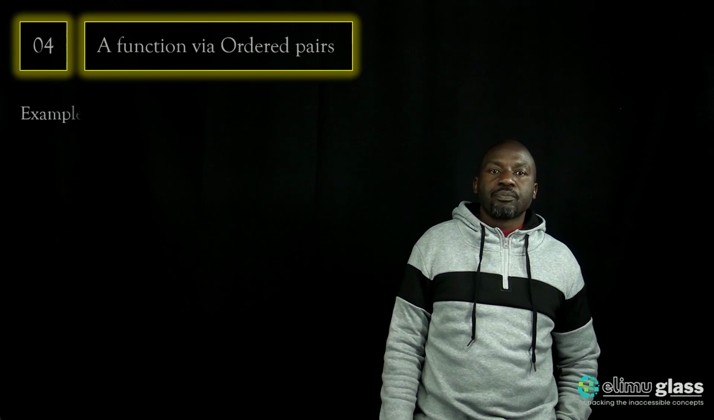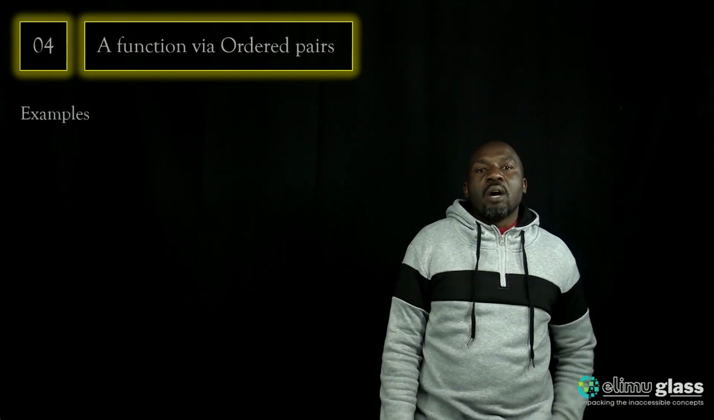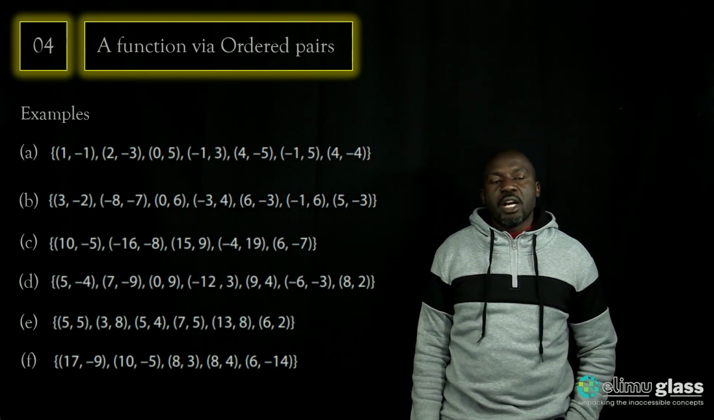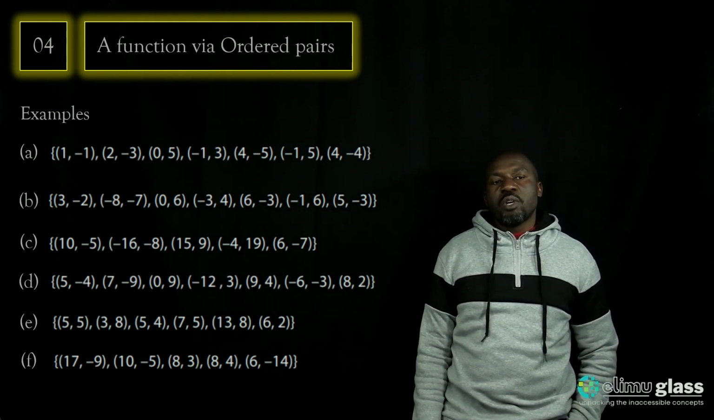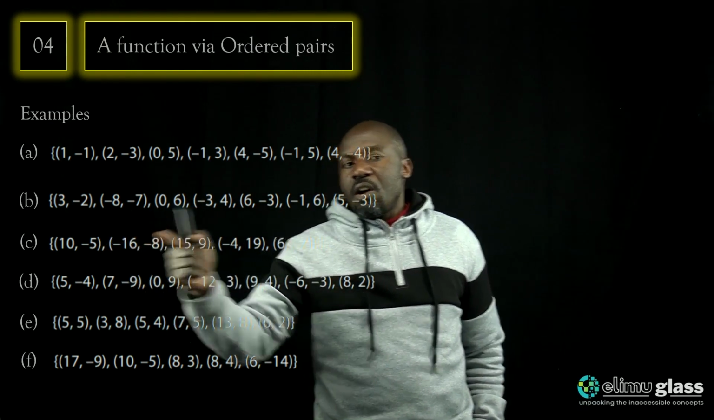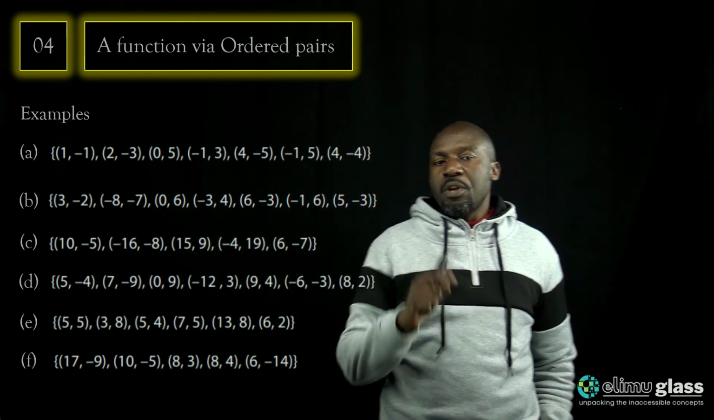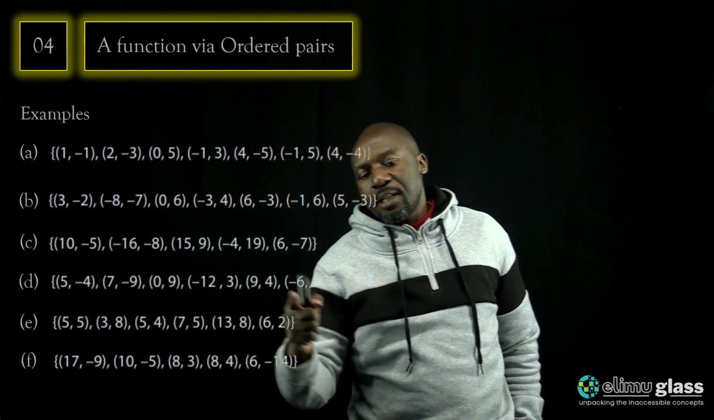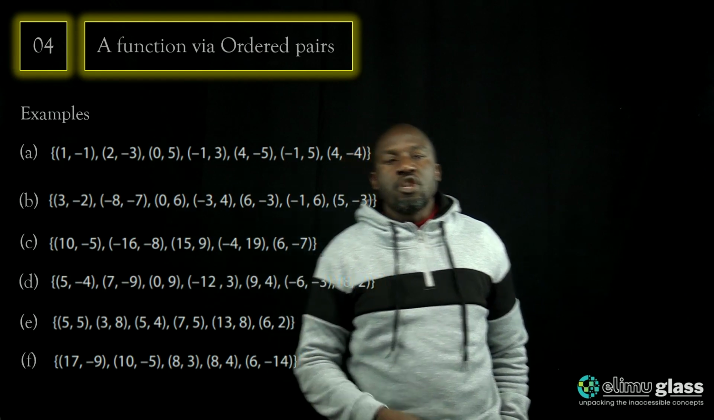So here we go. Here's an example. We have a set of 6 ordered pairs, and our job is to find out which one is a function and which one is not. Remember, if the x values are all different, then we know it is a function. If any of the x values are repeated somewhere, then we know it is not a function.